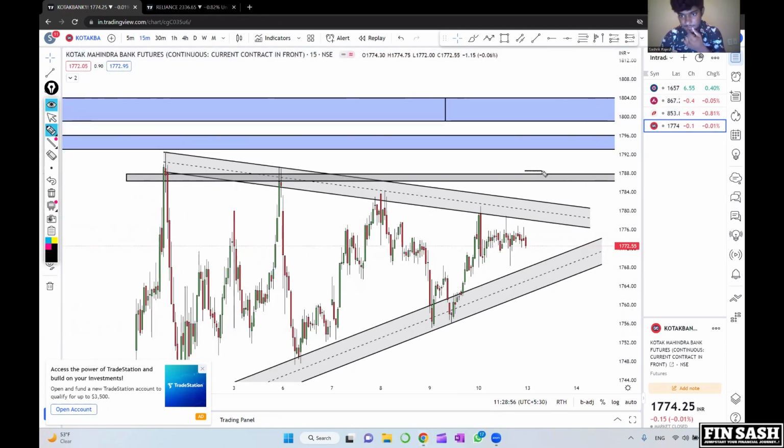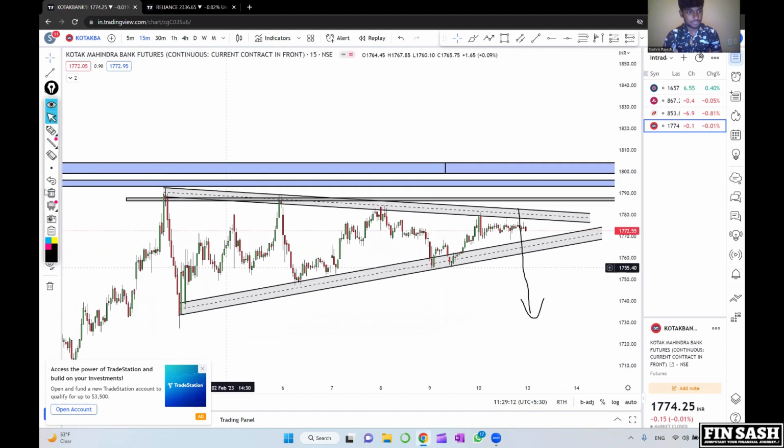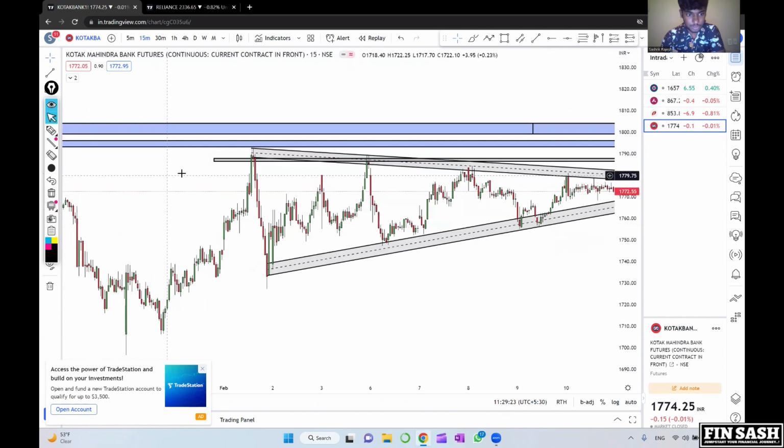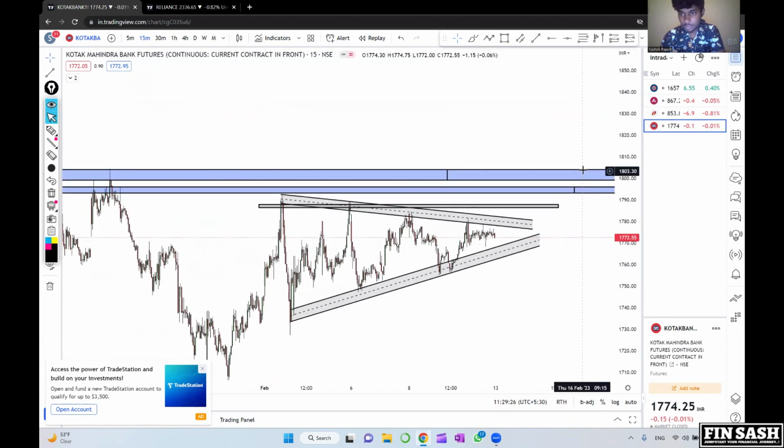If it breaks this zone and gives a bullish candle, this could be my first target, this could be my second target. I wouldn't be taking up Kotak for a bearish trade because again, if you guys can see, there's been huge rejections from the lower side, so I wouldn't be taking up Kotak for a bearish trade. You guys can copy the levels really quick.